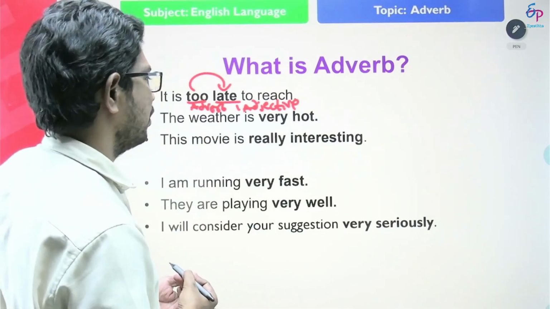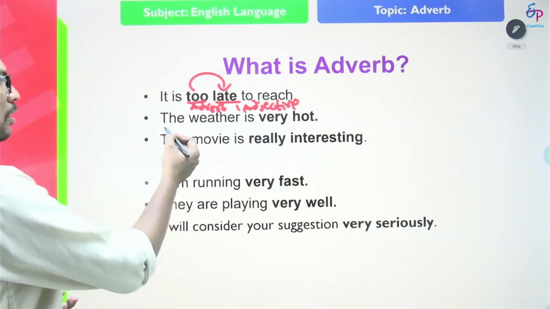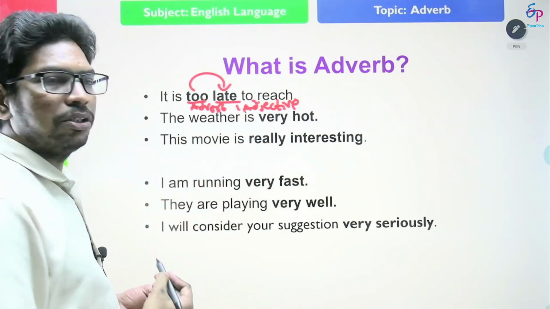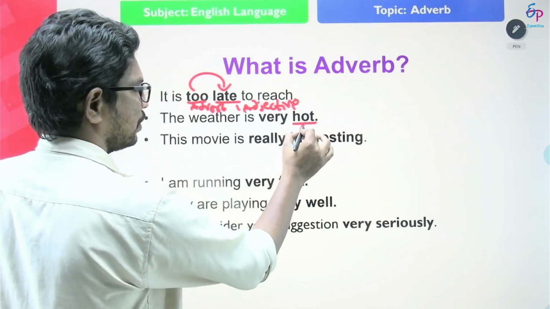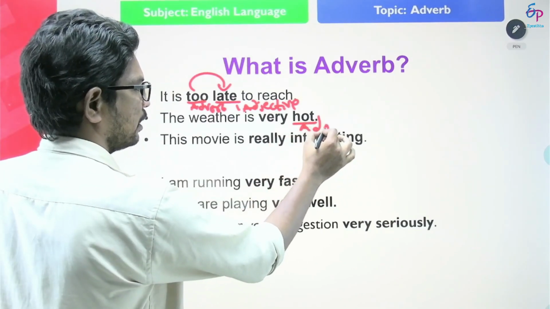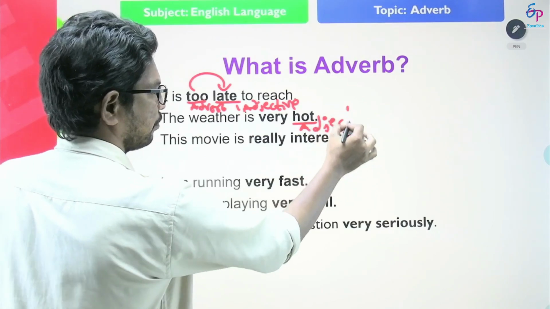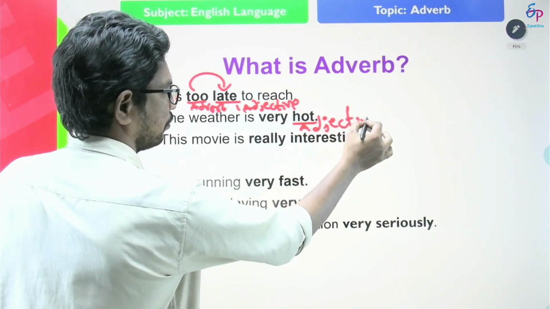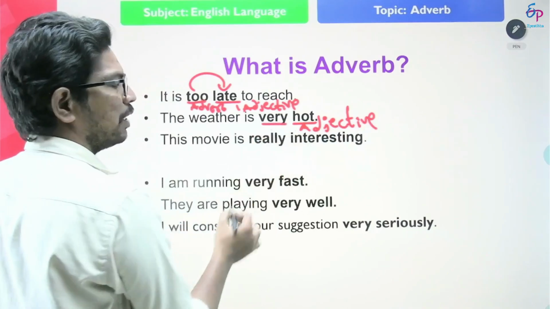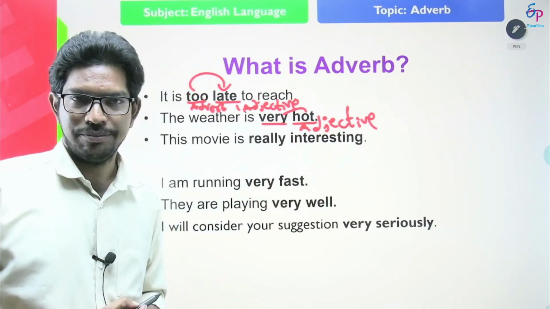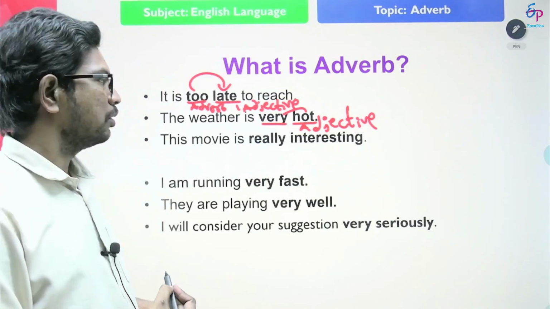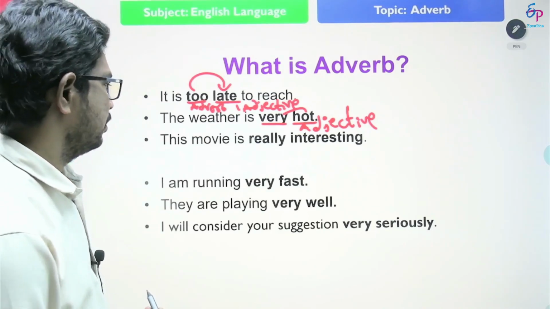Look at another example of how it modifies the adjective. The weather is very hot. In this example, hot is an adjective. So very is an adverb that is modifying the adjective hot. Very hot.